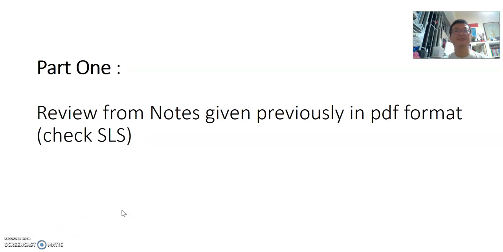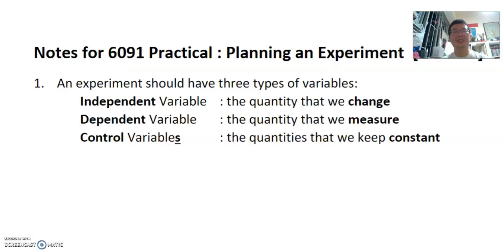Now for planning an experiment, we have to be aware that there are three types of variables: what we change, what we measure, and the control variables, at least three key variables to keep constant to make it a fair experiment. Now, in this assignment, I noticed that one of the weaknesses is the lack of details in describing how they are being changed, how they are being measured, and how they are being kept constant.